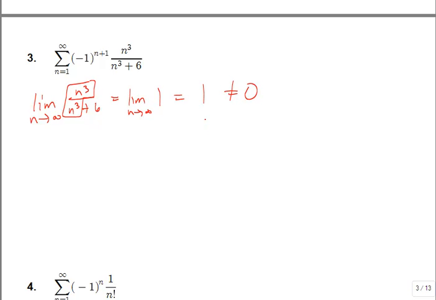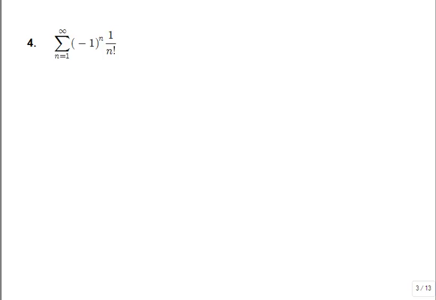So what we can conclude, since this is not 0, is right away this must diverge by the nth term test. And that test says again that if your limit as n goes to infinity of a sub n is not 0, then your series cannot converge. It has to diverge. If the limit is 0, then we can't conclude one way or the other. So this time we're done. We already know it diverges, and we can move on.